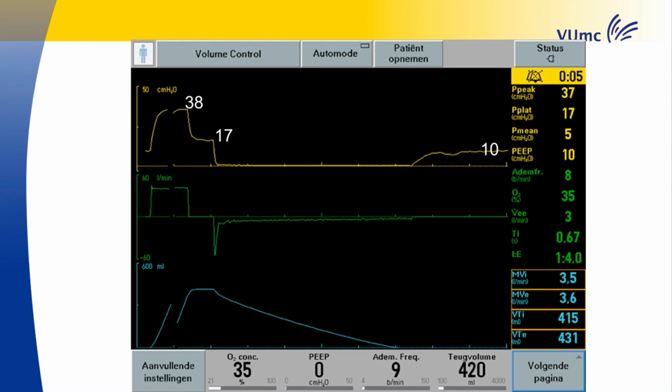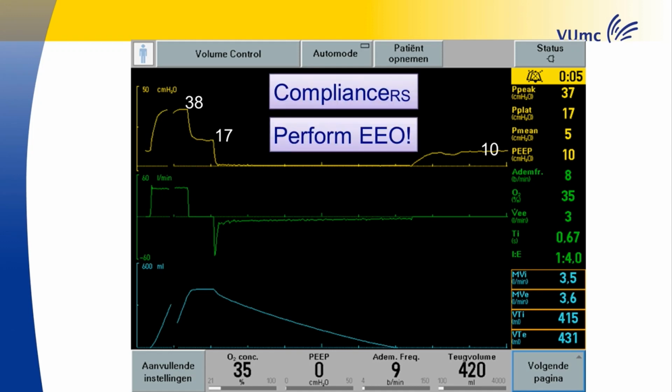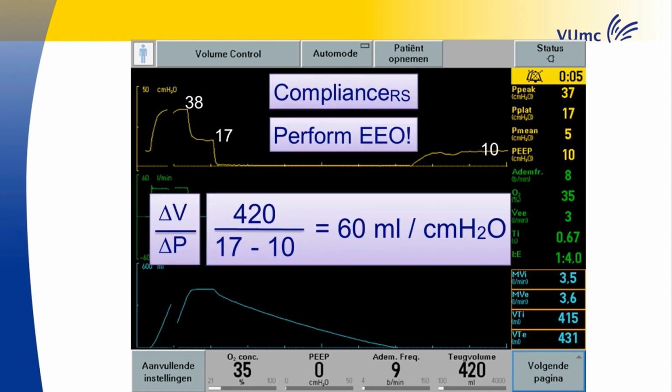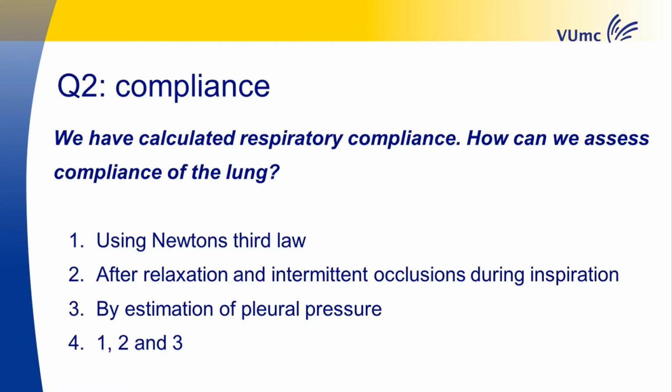So in this example, this is the compliance. It's 420 delta V divided by delta P, and delta P is 17, plateau pressure minus the total level of PEEP, right? You're never going to forget it, I hope.